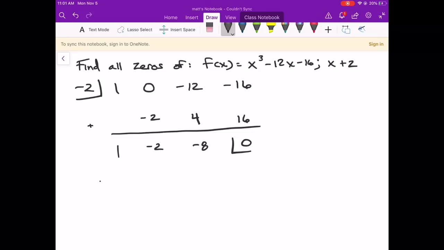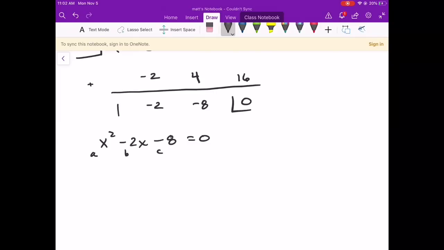I can rewrite this as x squared minus 2x minus 8 equals 0, and now I can go through my solving process. I'm going to use the quadratic formula. You could factor if you'd like. You could complete the square or whatever works best for you. So this is my A value, this is my B value, this is my C value.